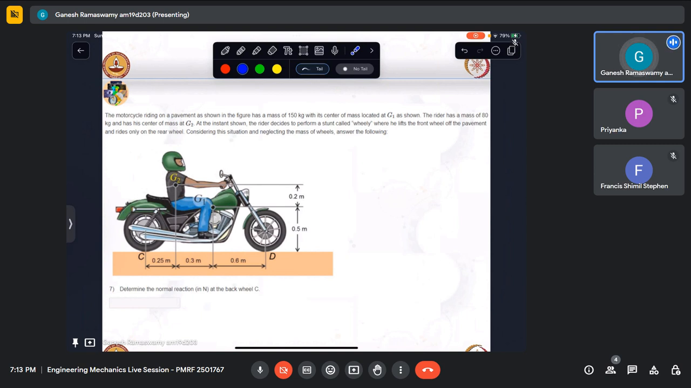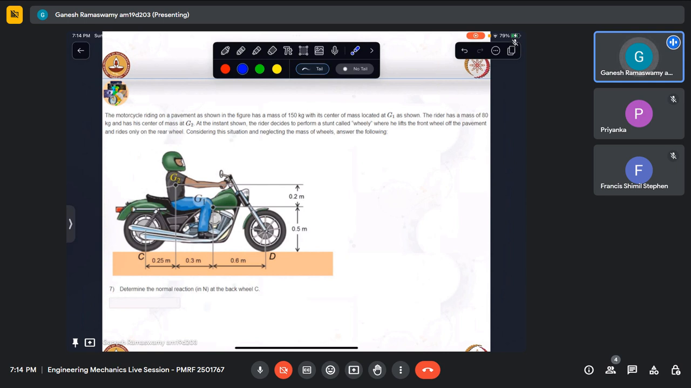At this instant, the rider decides to perform a stunt, that wheelie, where basically it just lifts off from here, where he lifts the front wheel off the pavement and rides only on the back wheel.